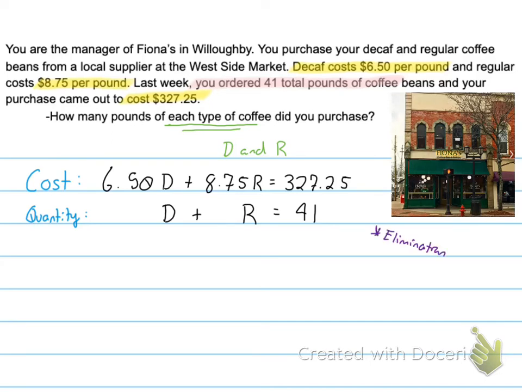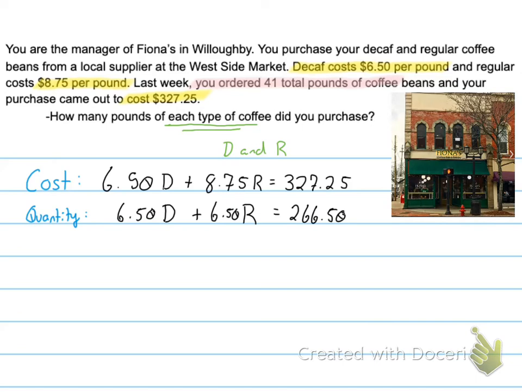So if I use elimination, I need to get a variable to match up. Here, since all of my coefficients in that quantity equation are 1, I could just multiply one equation to get it to match up with the top one. So I'm going to multiply the bottom equation by 6.5. That's going to get the D to match up. When I multiply everything by 6.5, this equation turns into 6.5D plus 6.5R equals 266.5.